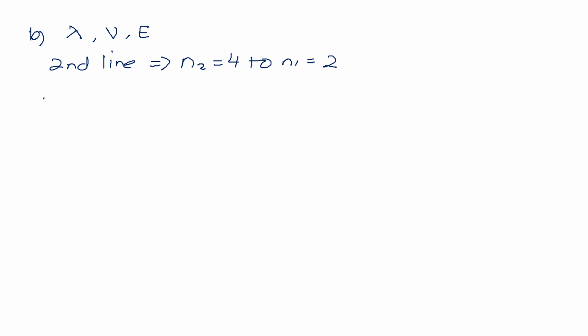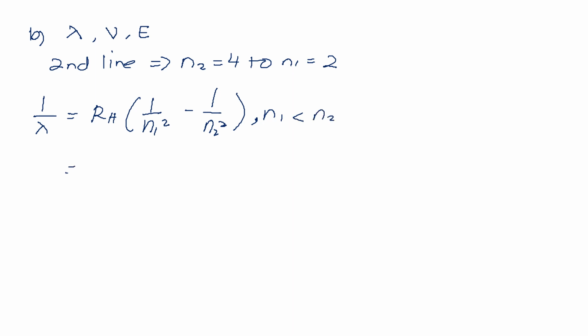The wavelength can be calculated based on this information using this formula: 1 over lambda equals RH times 1 over N1 squared minus 1 over N2 squared. The N1 value must be less than the value of N2. We can substitute the RH value for calculating lambda, which is 1.097 times 10 to the power of 7 per meter.